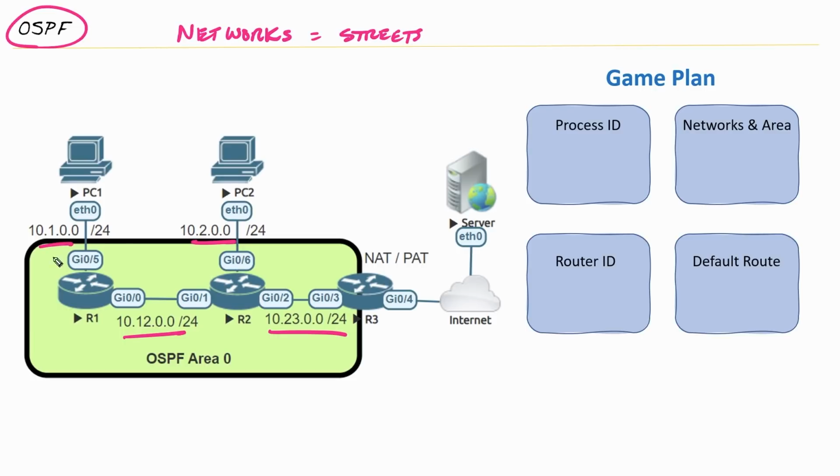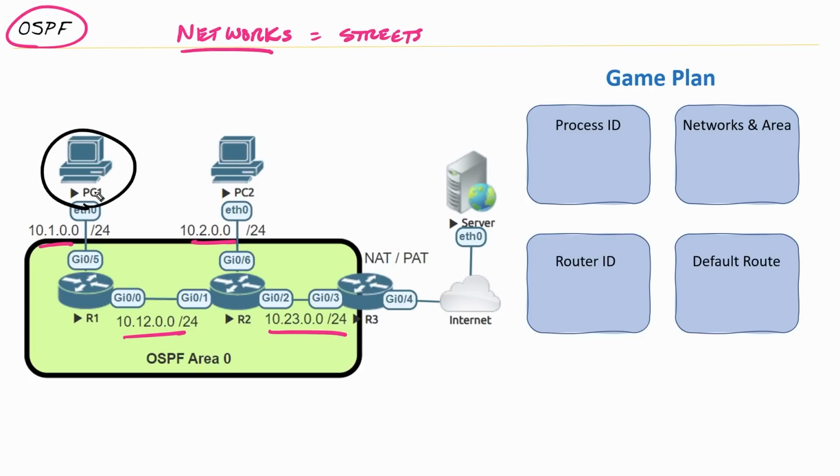And devices on the same exact street, for example, all the devices here on 10.1.0, they can communicate with each other, and all the devices over here on the 10.2.0, they can communicate with each other. However, sometimes people need to communicate with devices on a different street or a different network. And here's an example of that.